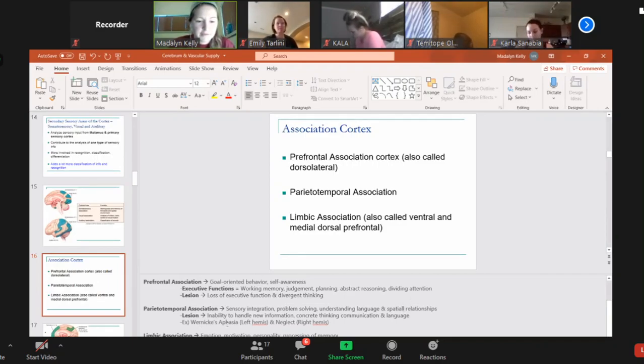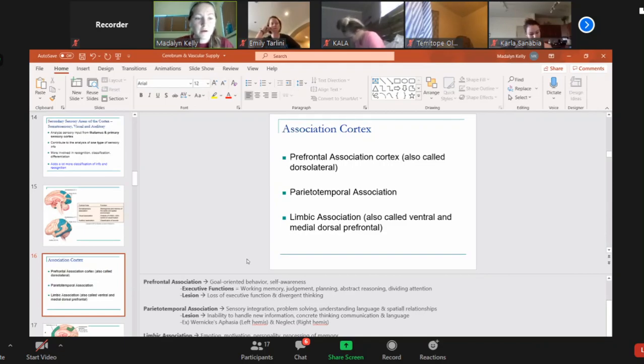Examples, Wernicke's aphasia on the left, but the side on the right that is analogous to Wernicke's is neglect. Limbic, emotion, motivation, personality, processing of memory. Lesion, disturbances of personality, emotions. Limbic is how are we going to feel about the situation, the sensation we had.